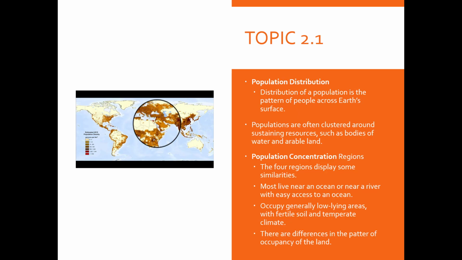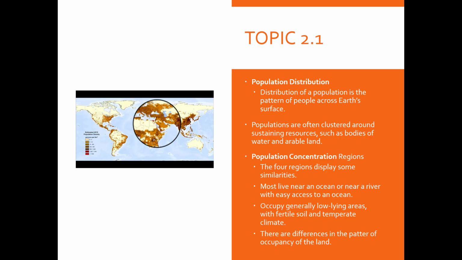Okay, usually there's some form of fertile soil, and there's also some type of climate that is temperate, meaning that it's livable. It's not too hot, it's not too cold, those kinds of things, right? And there are differences in the patterns of occupancy on the land itself. So it's not just that it's highly concentrated in all the areas.